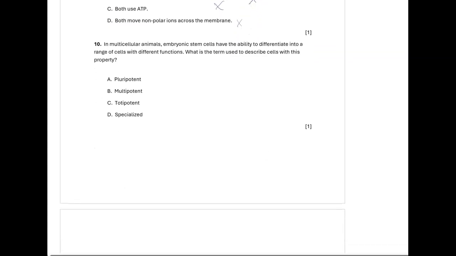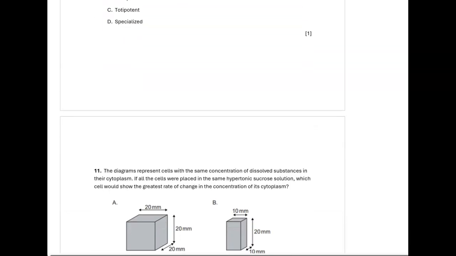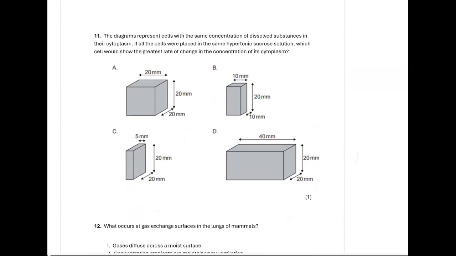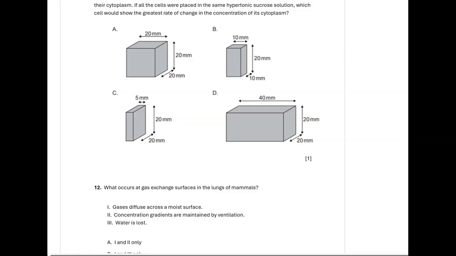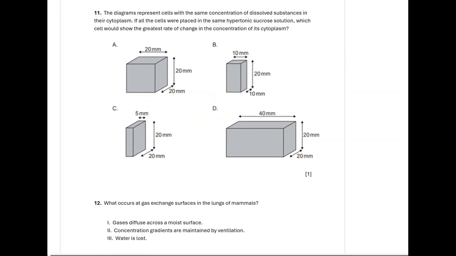So then in multicellular animals, embryonic stem cells have the ability to differentiate into a range of cells with different functions. So what's the term used for what type of potency it is for embryonic stem cells? Well, that is pluripotent, so that is A. Then we've got our surface area to volume ratio. So it's which one is going to be able to take up the most solution, essentially, isn't it? So we want the skinniest and smallest one, so that is going to be C.